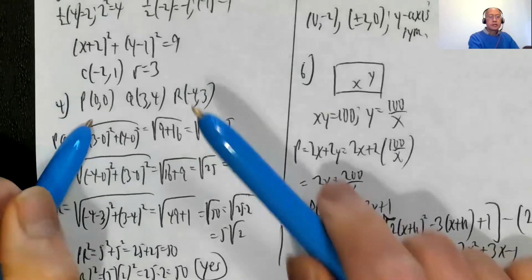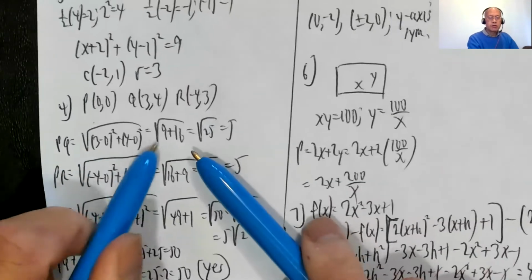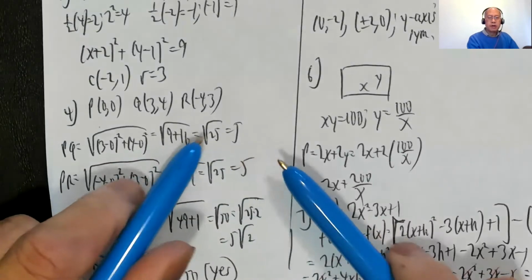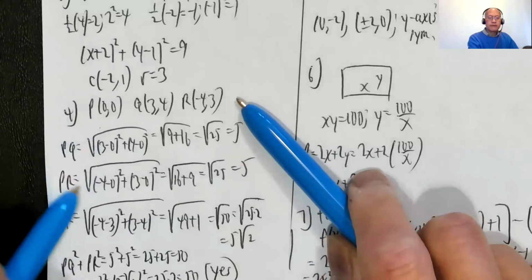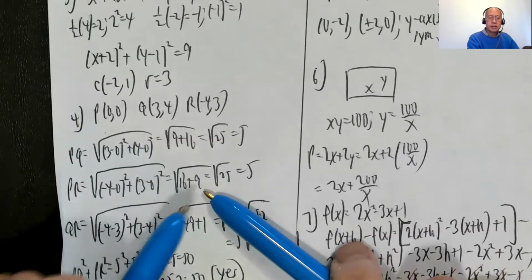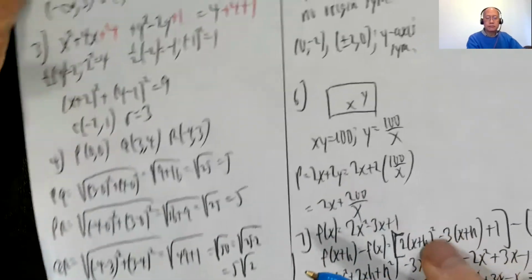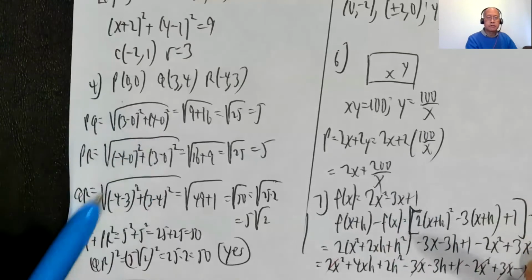Number 4, distance from P to Q, square root of 3 squared plus 4 squared, 9 plus 16, radical 25 or 5. Distance from P to R, square root of -4 minus 0 squared plus 3 minus 0 squared, radical 16 plus 9, square root of 25, also 5. By the way, that tells me I have an isosceles triangle at least.